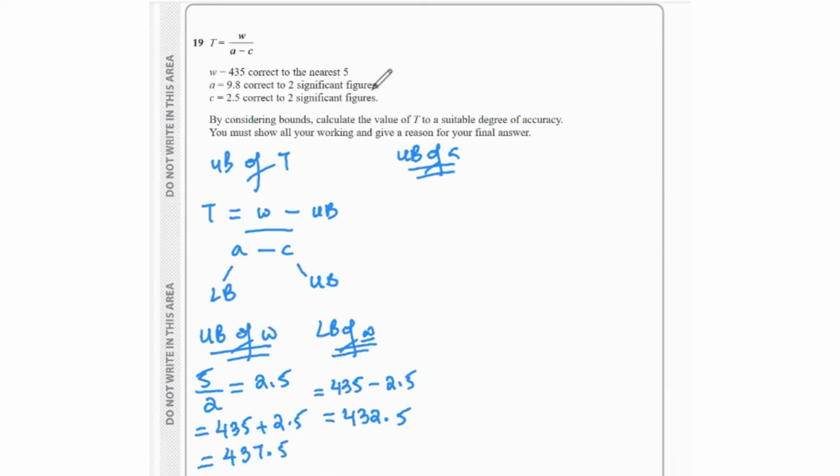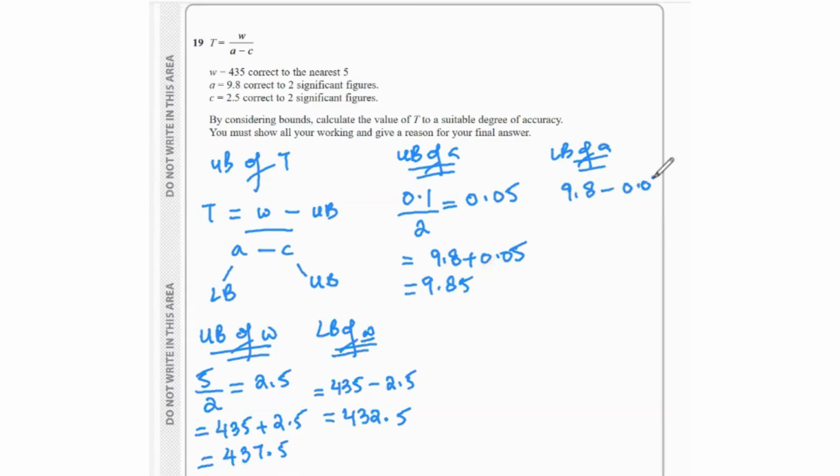Now, talking about A, for upper bound of A, 9.8 is correct to two significant figures. So when you have significant figures, we check the place value of the second significant figure in the given figure. So over here, 8 is the second significant figure. Place value of 8 is 0.1. So you divide the place value by 2. It's going to give us 0.05. And then for upper bound, we will do 9.8 plus 0.05, which is 9.85. And for the lower bound of A, we will do 9.8 minus 0.05, which is going to be 9.75.